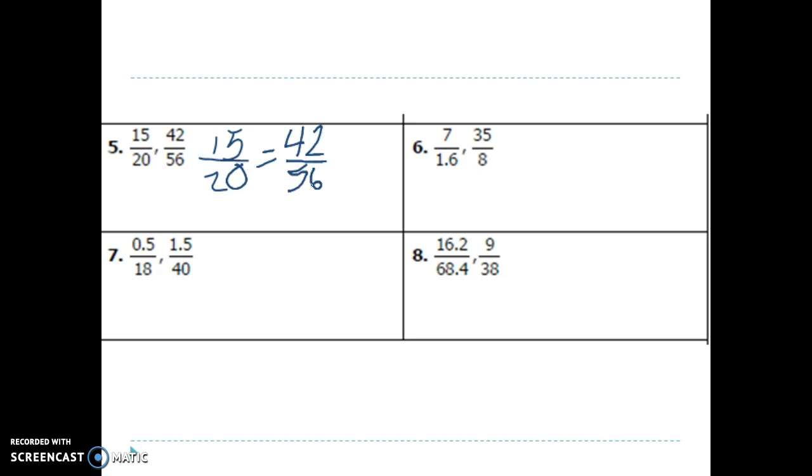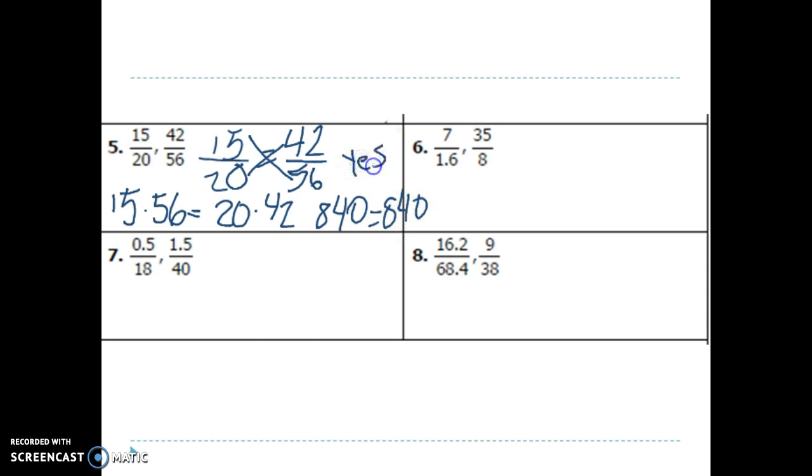That's the good news. So if we take our first cross product, top to the bottom right, 15 times 56, we're saying, is that equal to 20 times 42? 15 times 56, so that's going to be a big one. You're going to want a calculator. 840. We're saying, is that equal to 20 times 42? Yes, it's also 840.